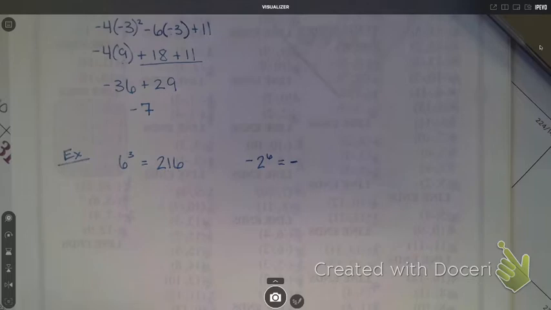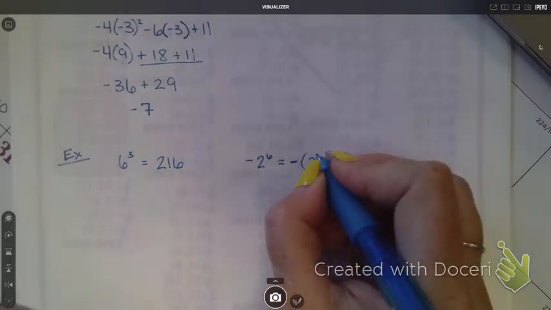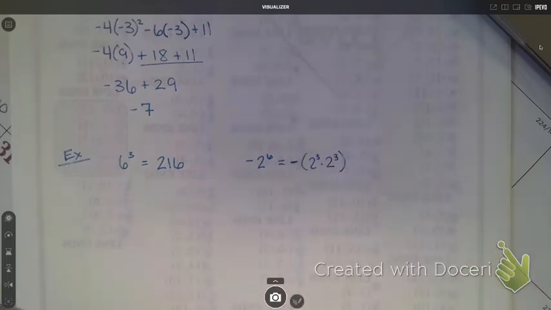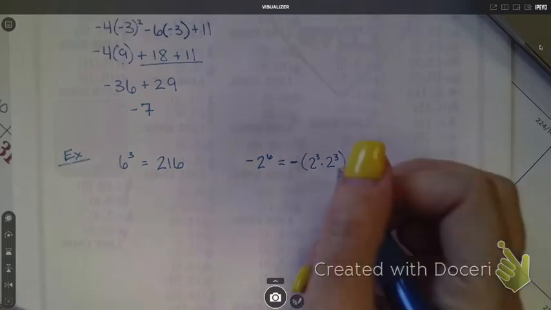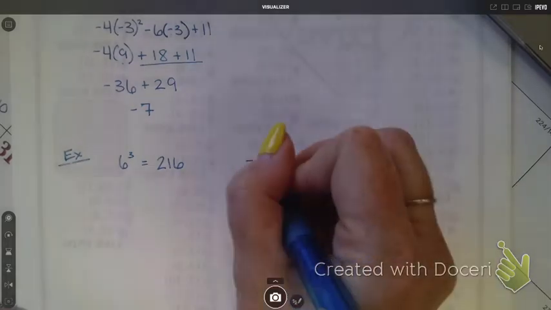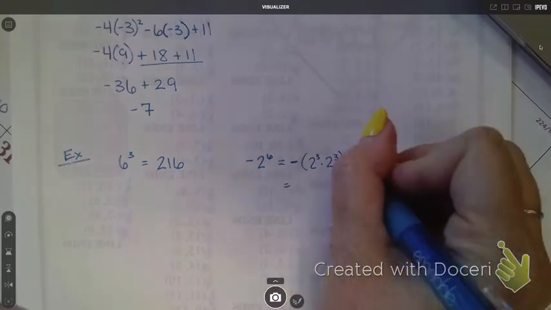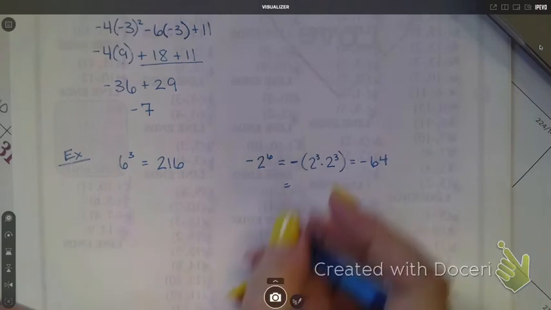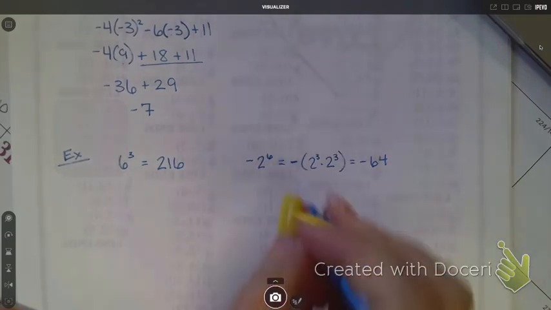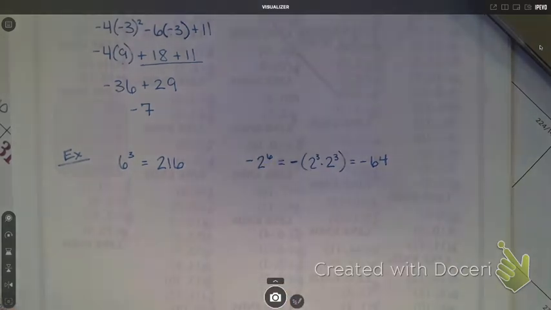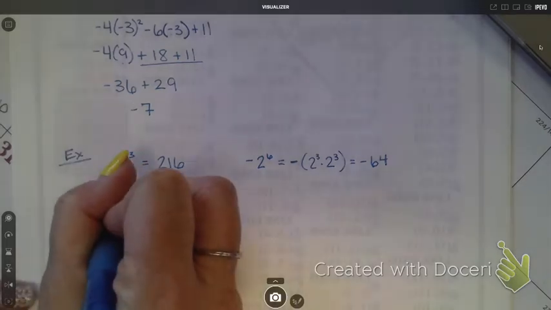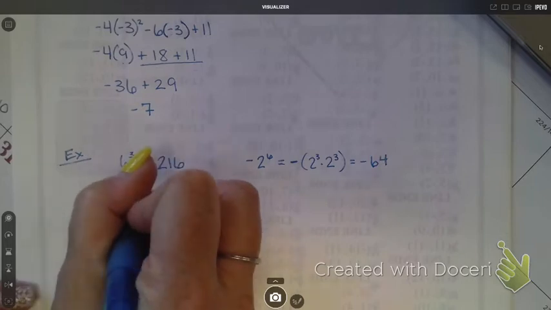Okay, so could I write this as 2 to the 3rd times 2 to the 3rd? Do you know 8 squared? 64. So negative 2 to the 6th is negative 64. On your test, you will not have a calculator, so don't get too friendly with it on your homework.